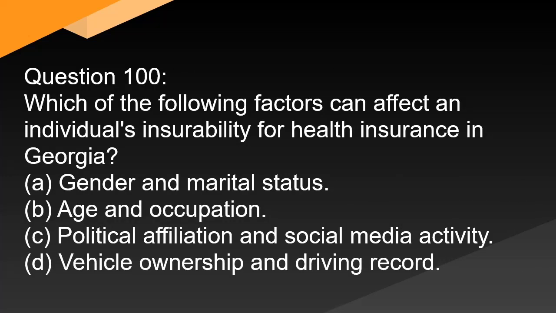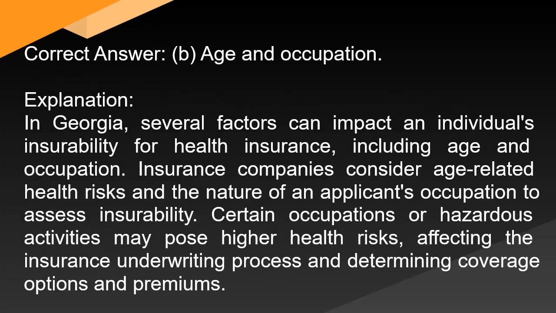Question 100. Which of the following factors can affect an individual's insurability for health insurance in Georgia? A. Gender and marital status. B. Age and occupation. C. Political affiliation and social media activity. D. Vehicle ownership and driving record. Correct answer: B. Age and occupation.